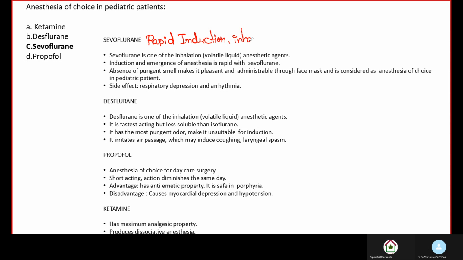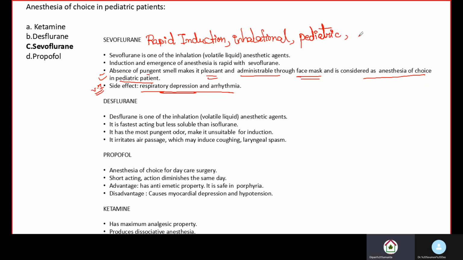So, rapid inhalational induction. Absence of pungent smell makes it pleasant and administrable through a face mask, so it is considered the anesthesia of choice in pediatric patients. They will cooperate. Side effects, very important: respiratory depression and arrhythmia. Side effects are always important.